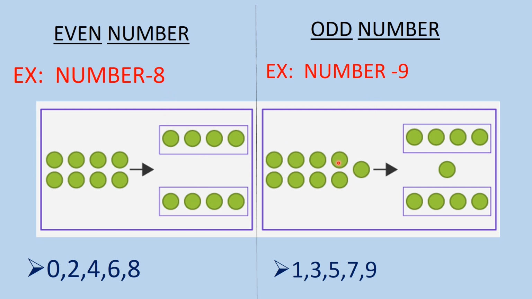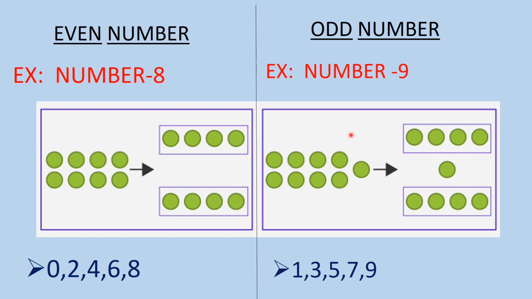So the number 8 is an even number. But as an odd number, take number 9, and 9 dots are there. If I split into two parts, I'll get the remainder as 1. So this one is called an odd number. An even number can be split into two equal parts with an equal number of elements. If it is a small number, we can easily identify whether it is an even number or odd number.